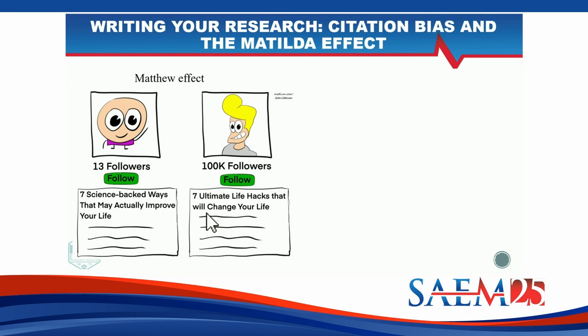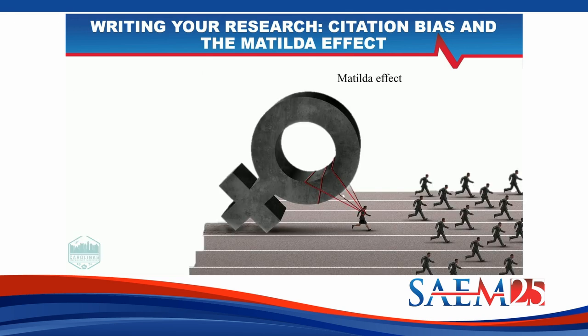So there's also the Matilda Effect. And this refers to the tendency for women to receive less citations of their work. There's been numerous studies that have shown this, and generally what's found is around a 30% difference. So women, whenever they're first authors or last authors, are less likely to be cited by 30% than when men are first or last authors.